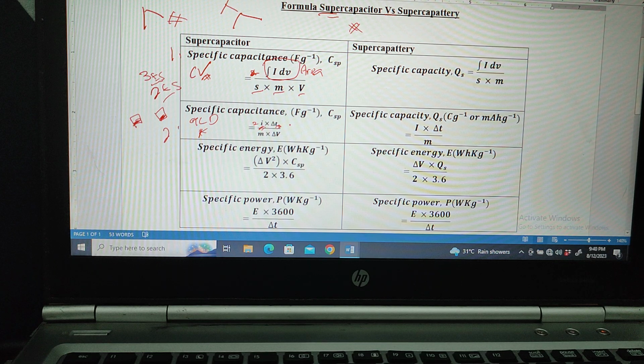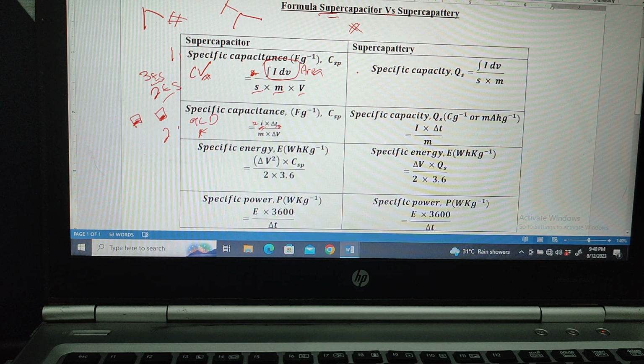So remember that. Okay, I think that's enough for supercapacitor specific capacitance, because I just got a question on how to clarify the formula for supercapacitor specific capacitance. For specific energy and specific power, I will go for the next video. Okay, let's go quickly for supercapacitor.